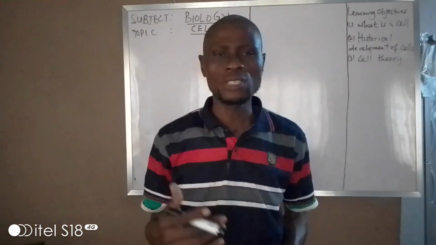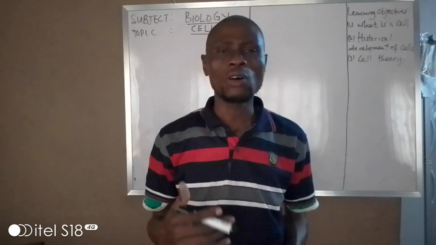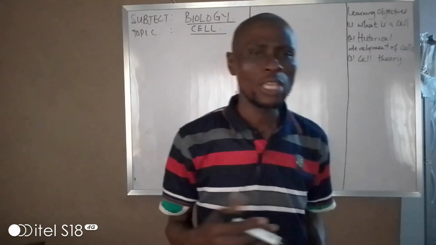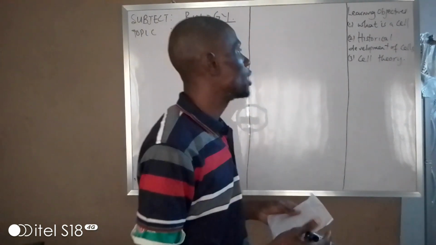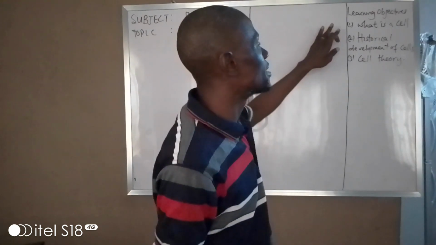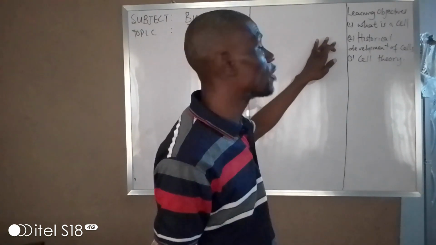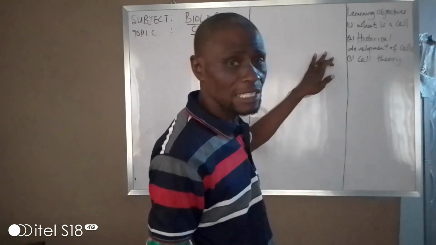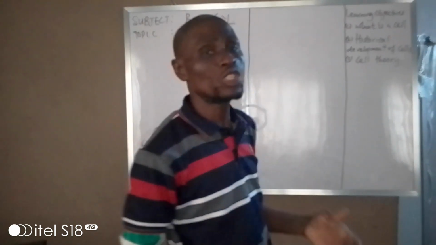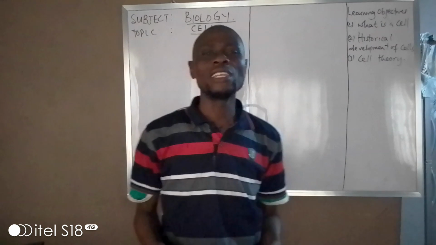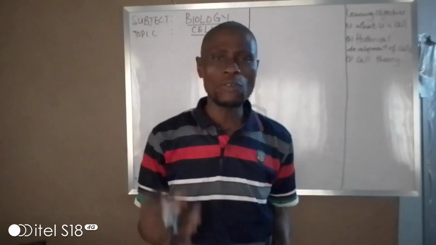So before we go further, as we normally do on this channel, let us first of all look at our learning objective. What are the things we are going to learn under today's topic? Here we go. On the learning objective, we are going to look at what is a cell. Number 2, we are going to look at the historical development of cells. And lastly, we are going to look at what? Cell theory. These are our 3 learning objectives. So let's take them one by one.